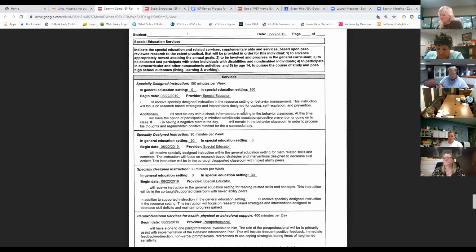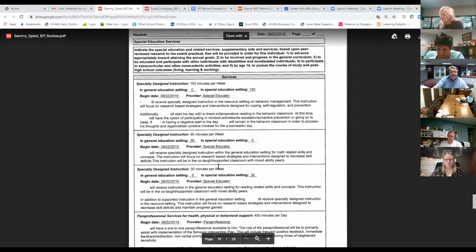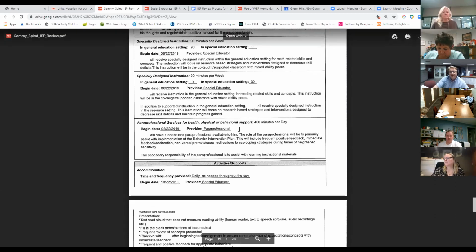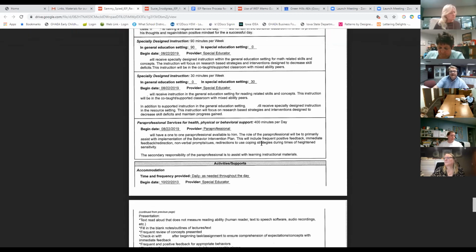All right. 3, health and physical behavior support. So here we have our paraprofessional listed on there, 400 minutes per day. And it says student will have a 1-to-1 paraprofessional, and then it goes on to say the role. How many points would you give for that category? 3. I think that's clear.